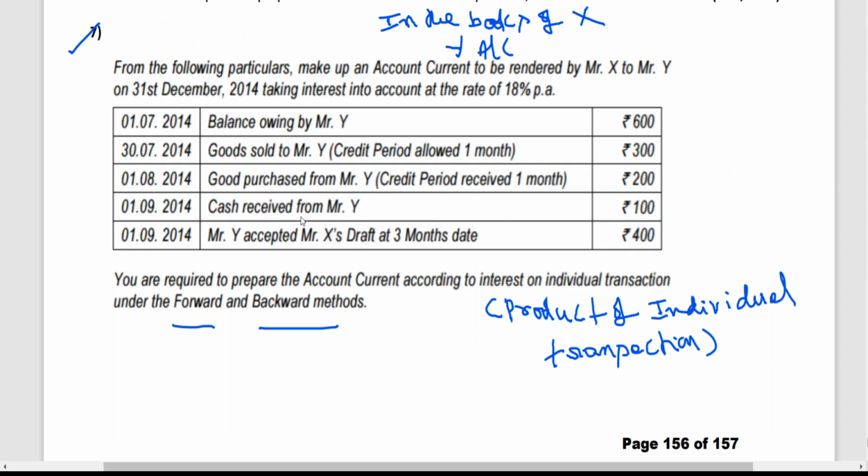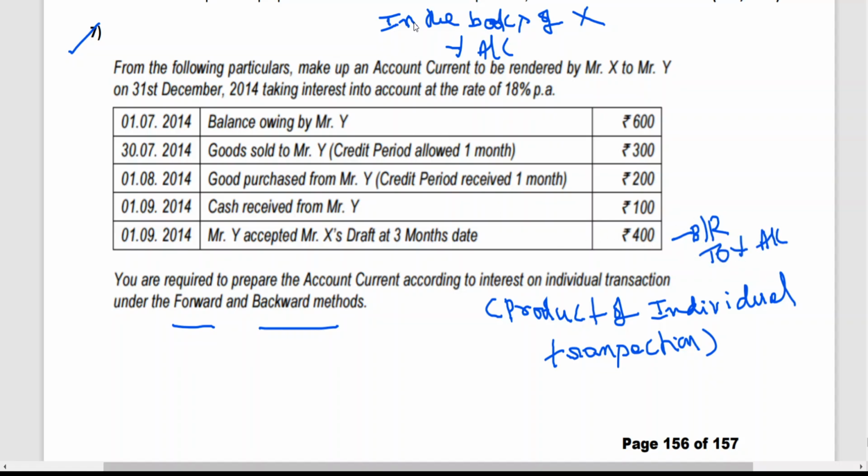Then the next one: Mr. Y accepted X's draft. That means who is receiving it? Y is receiving. Y has accepted the draft. The person who draws a bill is called the drawer. Who is drawing the bill? X is drawing the bill. So who is accepting? Y is the drawee. Entry: Bills Receivable Account debit to Y Account. If you have any doubt, you can write Bills Receivable Account debit to Y Account.